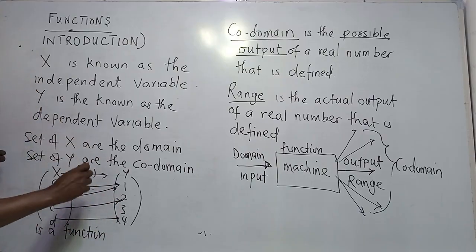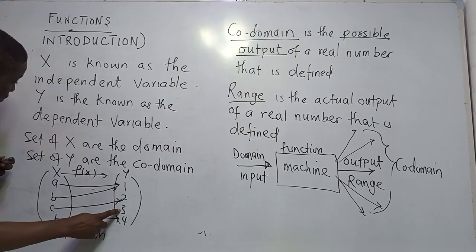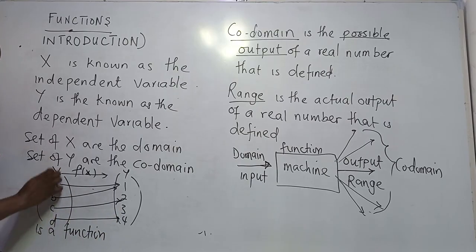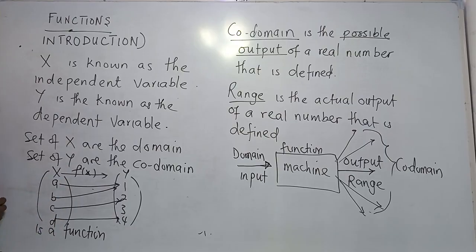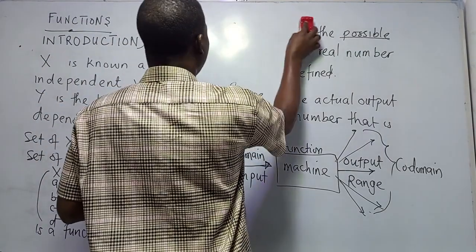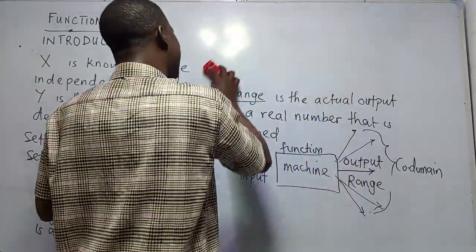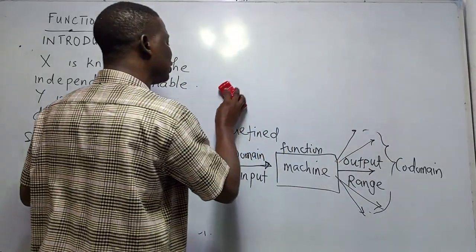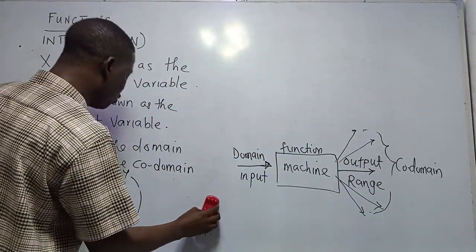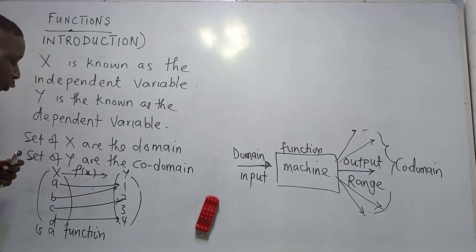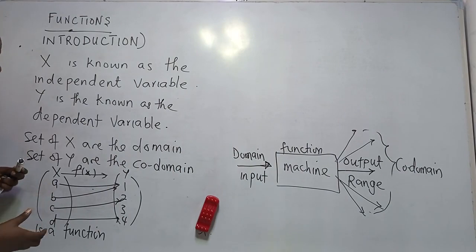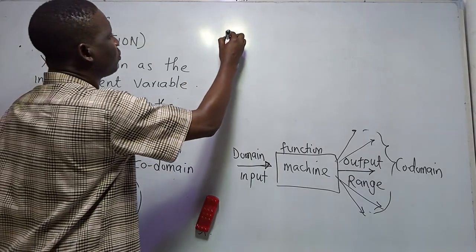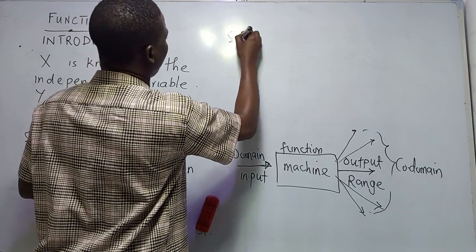Unfortunately, 3 is not part of the range. 3 was not chosen by any element of the domain. So what do we say that 3 is? 3 is in the codomain, but 3 is not in the range. 3 is not part of the image that the range will produce, but it is a member of the codomain.